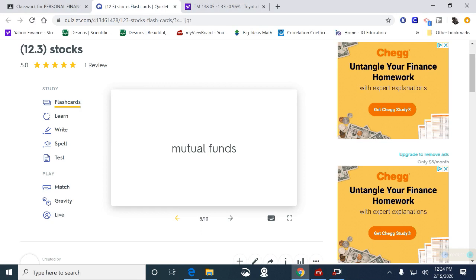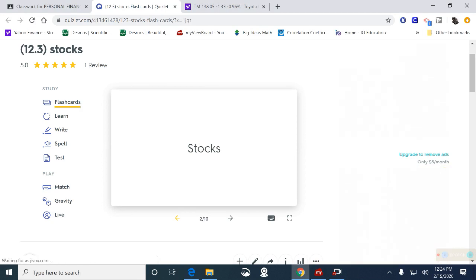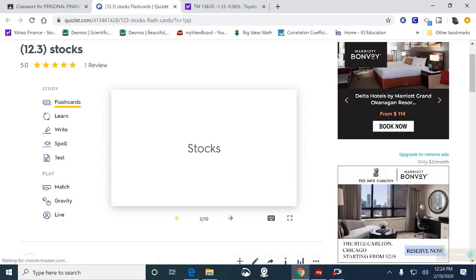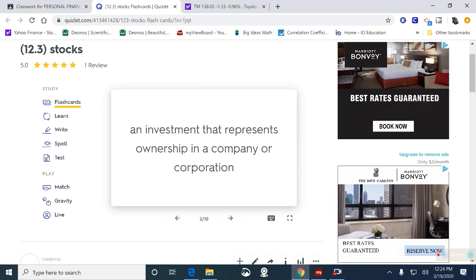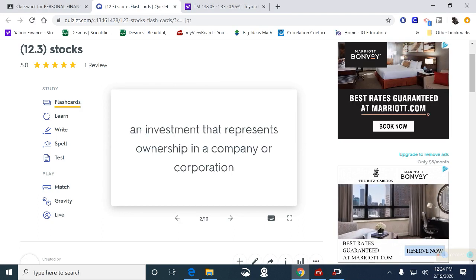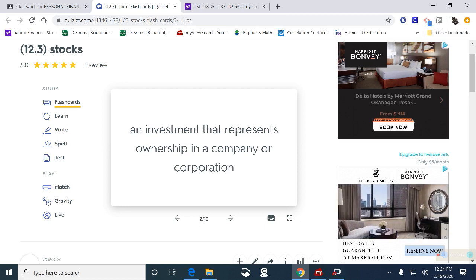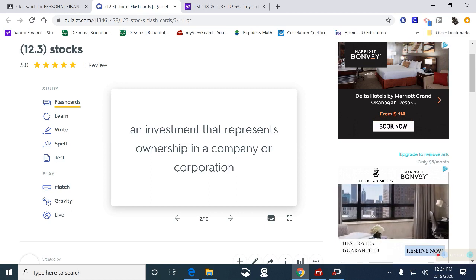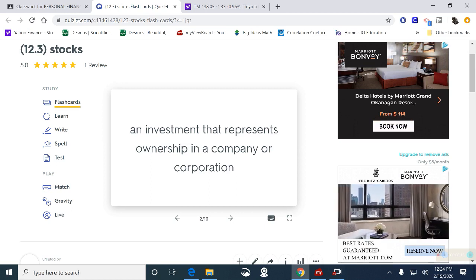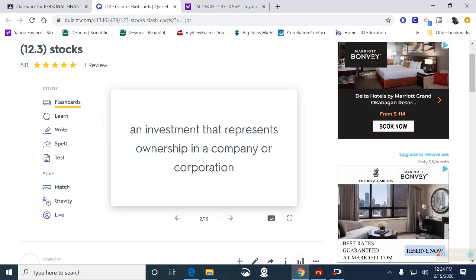Well, two more, mutual funds and stocks. Today we're going to talk about stocks. We're just going to barely talk about it. What the heck is a stock? Well, the main idea is you get to own part of a company. You get to own part of a company. Let me give you an example.